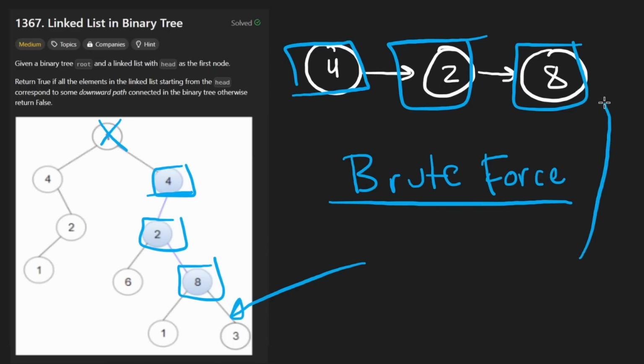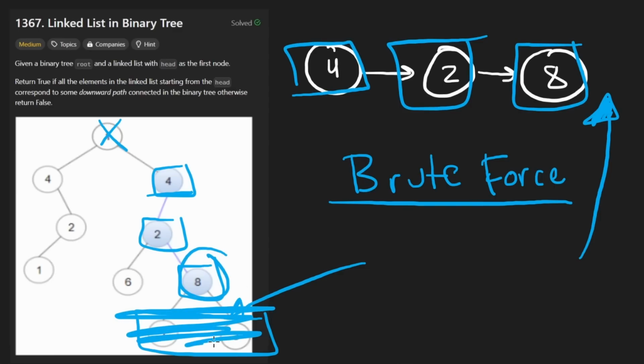When we reach the end of the linked list, even if there's still nodes left in the tree, it doesn't matter. That's perfectly okay. The path doesn't actually need to end. It doesn't need to end at null. So this is fine. At this point, we would return true.